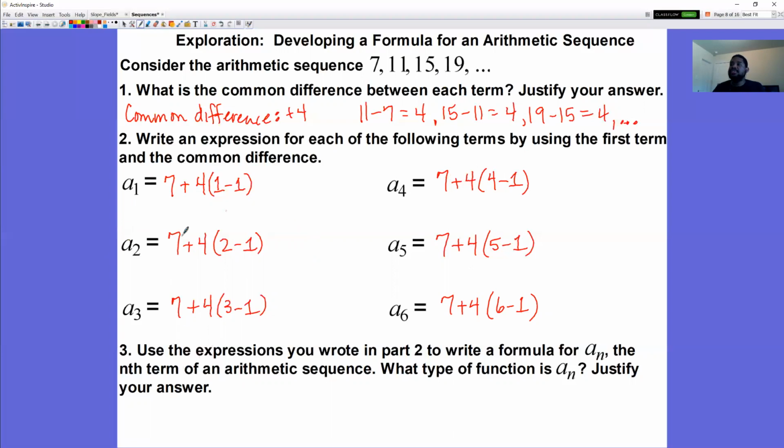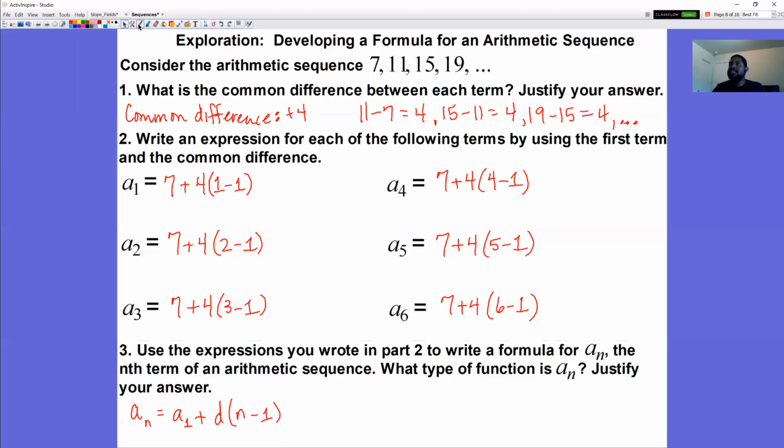Now we're going to use what we wrote in part 2 to write a formula for the nth term of the sequence. So we know that a_n, the nth term, 7 is our first term, so that will be considered a1, plus 4, that's our common difference, we'll call that d. And then each of these is n, and they keep changing, so that's n minus 1. So that is the formula for the nth term of a sequence based on what we have here.